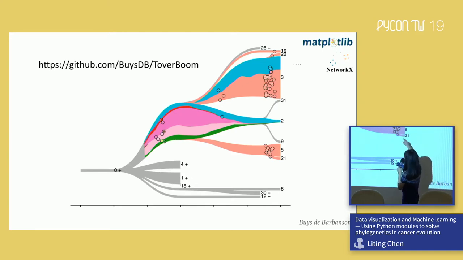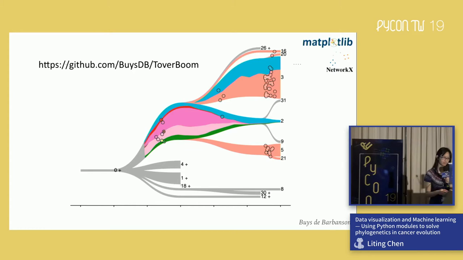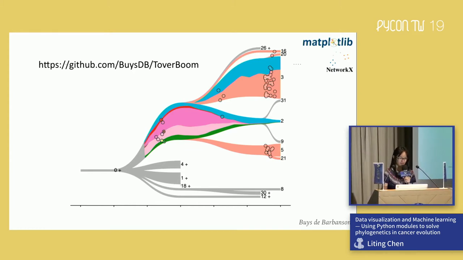So here you can see that in the subclone of clone 5, they both have the pink barcode. And clones 2 and 3 both have the blue barcode that is not present in other clones. And this is also open source code that you can try to play with.